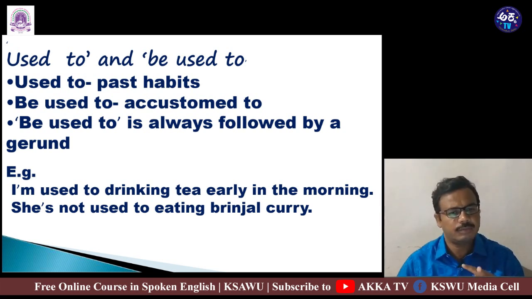So you remember these two. One is used to, and the other one is be used to. The be verb means is, am, or are. I am used to. She is used to. They are used to. He is used to. One speaks about a past habitual action, and the other speaks about the habit or practice that I am accustomed to right now.